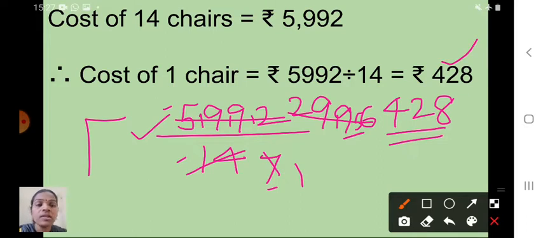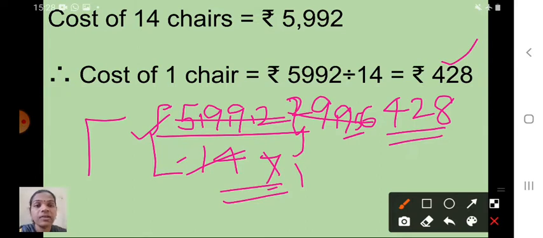So children, you are now in 6th standard, so you have to mostly use this method for division. This division also you have to write in your notebook. So what is your answer here? Cost of one chair is equal to 428 rupees. I hope you understood this division method.